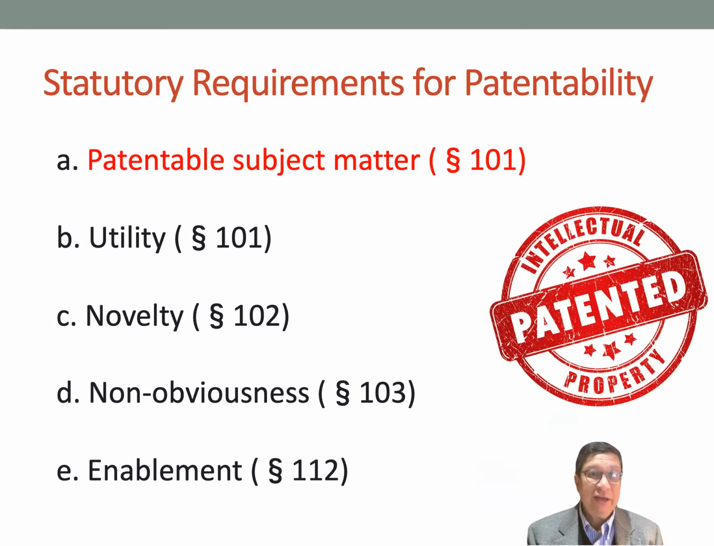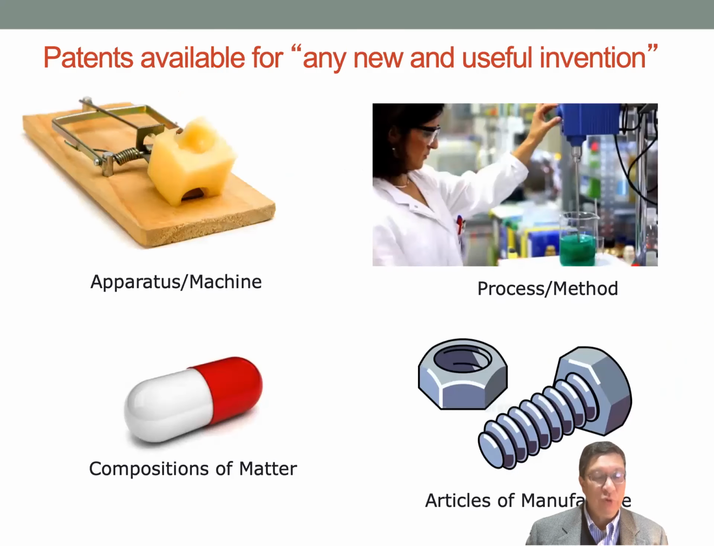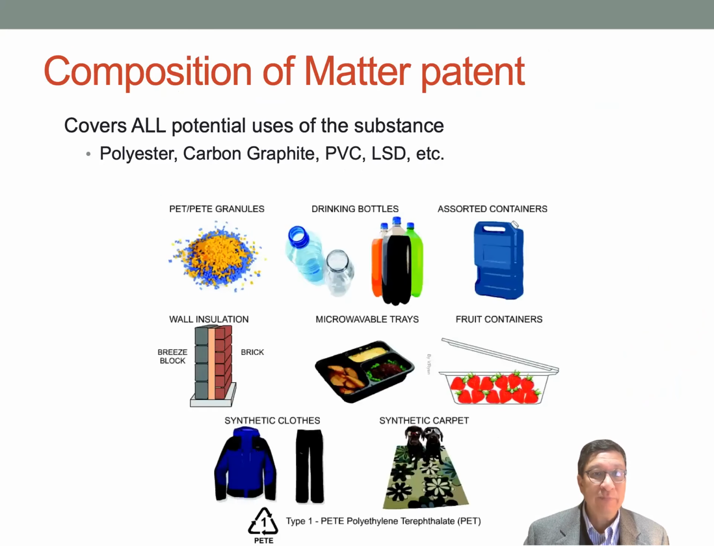To get a patent in the United States and in most countries, there are a number of statutory requirements. The first of these requirements is that the thing that you are going to patent, the invention, must be patentable subject matter. In most countries, there are 4 general categories of subject matter that can be patented: apparatuses or machines, processes and methods, articles of manufacture, which are things that are made by machines, and finally, compositions of matter. And this is the category that I'll be focusing on primarily in this talk.